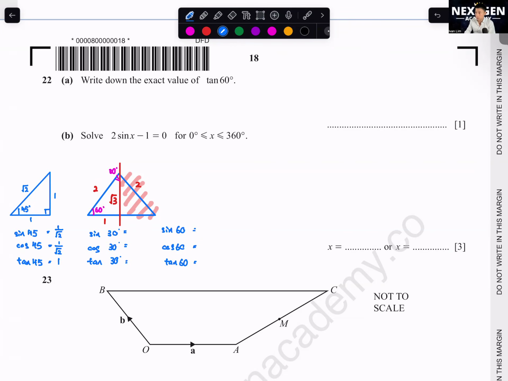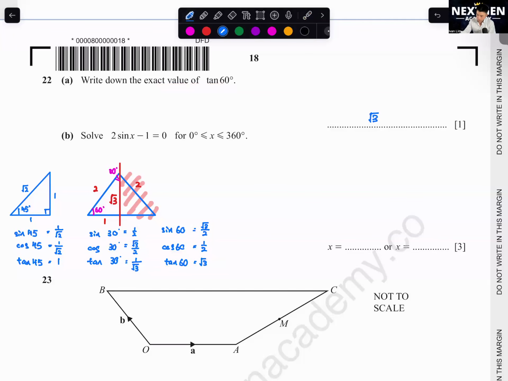So sine 30, we use SOHCAHTOA. This one is 1 over 2, root 3 over 2, and then 1 over root 3. Sine 60, root 3 over 2, 1 over 2, and then root 3 over 1, or root 3. Everyone can construct this? Why I want you all to write it down, so that it's easy for you to straight away solve it. Exact value of tangent 60, I just need to refer to here.